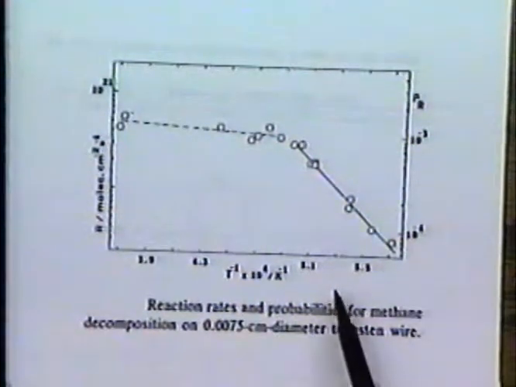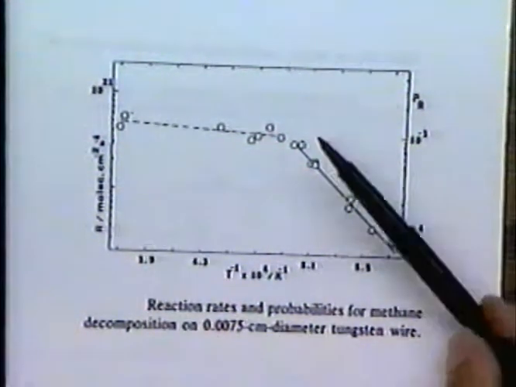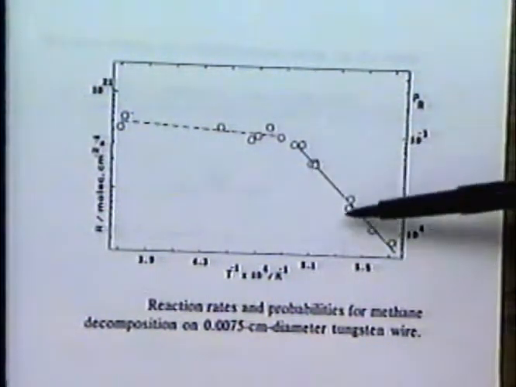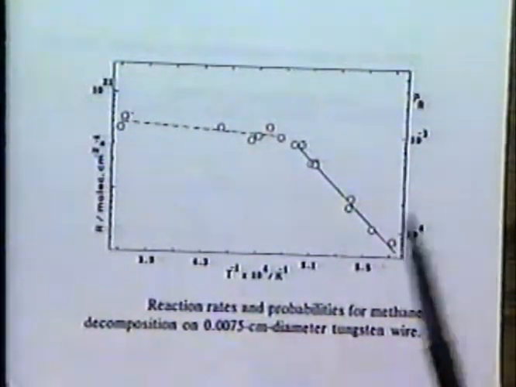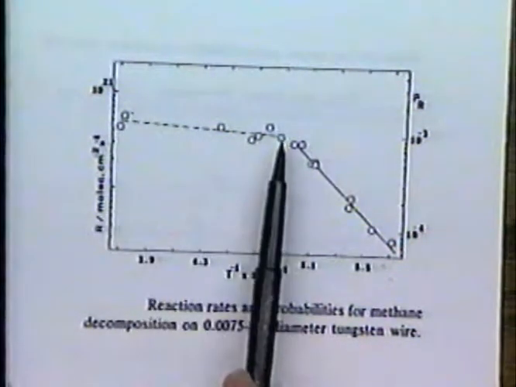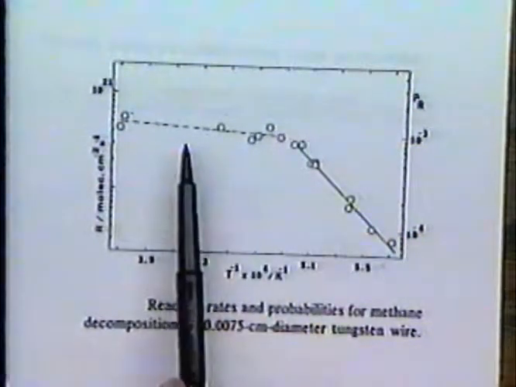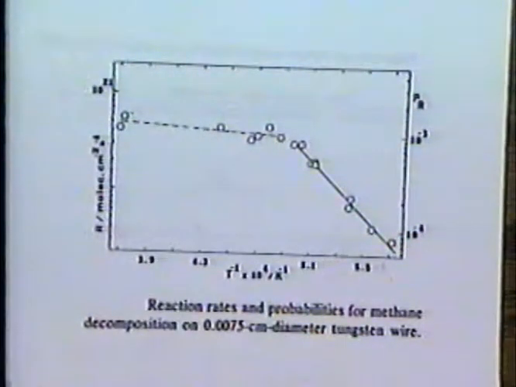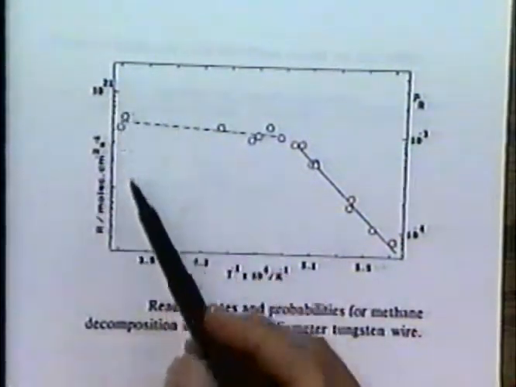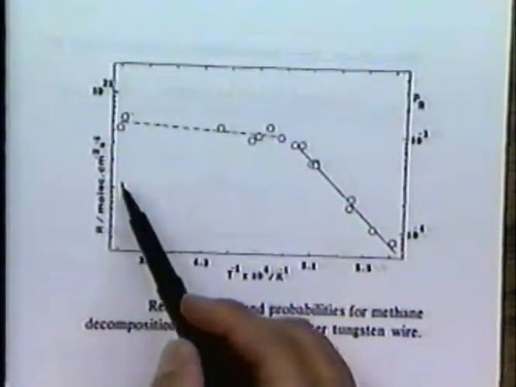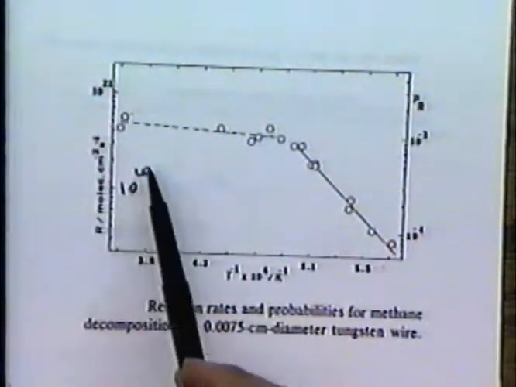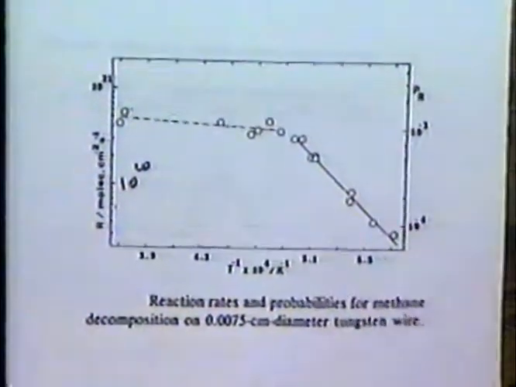We can see that at low temperatures, we have a reasonably high activation energy, and the experimental data points align following a straight line. At high temperatures, the activation energy is much smaller, showing the diffusion controlled regime. I want also to point out the rates that we are measuring. These rates are between 10 to the 20 and 10 to the 21 molecules per square centimeter per second. We will come back to these values in a while.